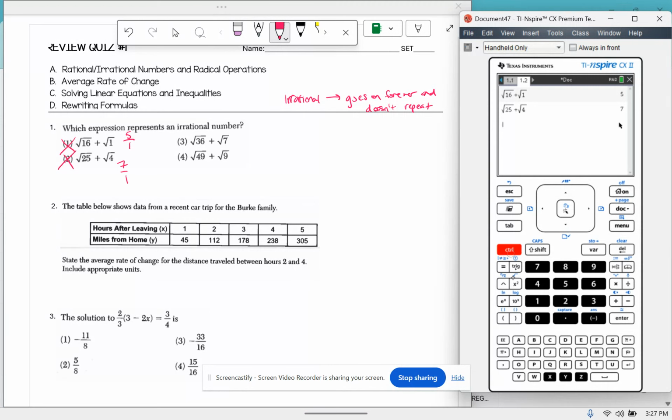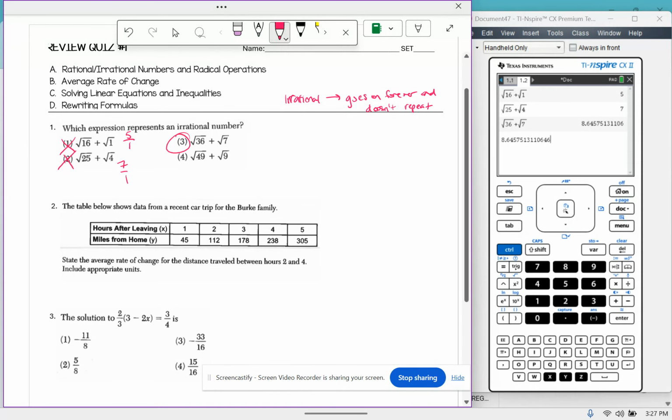Square root of 36 plus the square root of 7. All right, that looks like a number that has no pattern. I'm going to pick it up, hit enter, and see if more digits come up past the 106. And they do. So therefore, this one is going to be irrational. It is a decimal that goes on forever because more numbers cropped up and there's no fundamental pattern that's repeating.